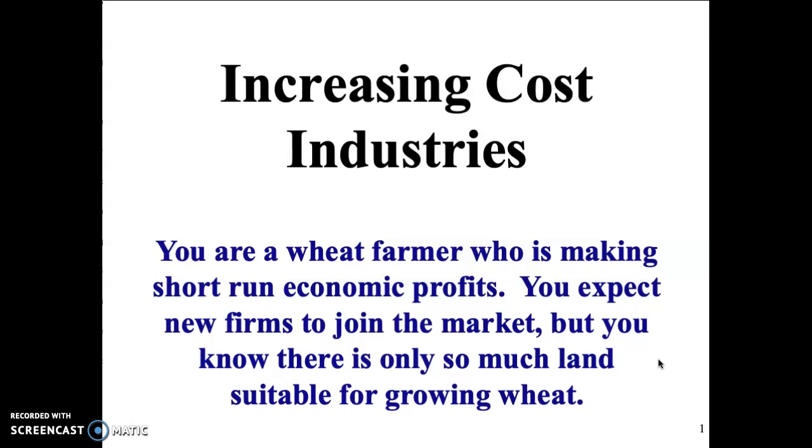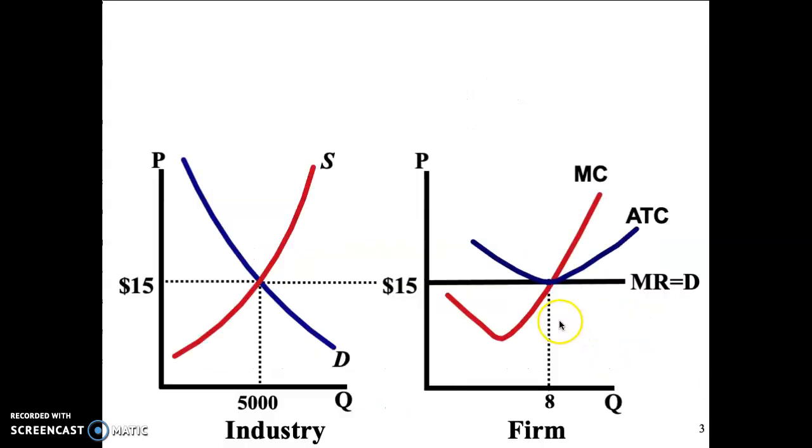So an increasing cost industry is an industry in which, as the market output grows and as competition increases within that industry, when new firms enter, the per unit cost or the variable costs for all firms increase. What that works out to looking like is something like this. So let's imagine you have this standard example of a perfectly competitive industry in long-run equilibrium.